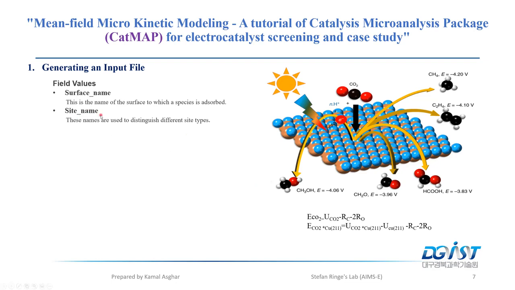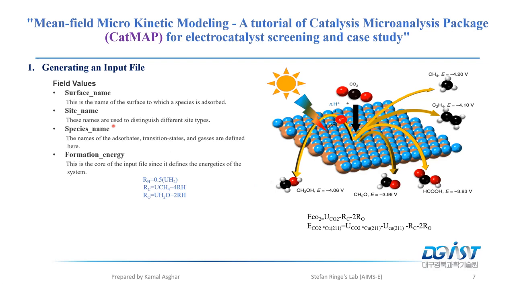There are a lot of types of sites, but we can also call them orientational facets. Species names are the intermediates which are going to adsorb on the surface of the catalyst. And the formation energies are one of the most important parameters in generating the input file. This is one of the backbones of the input file because it defines the energetics of the system. But there are some reference values we have to consider.